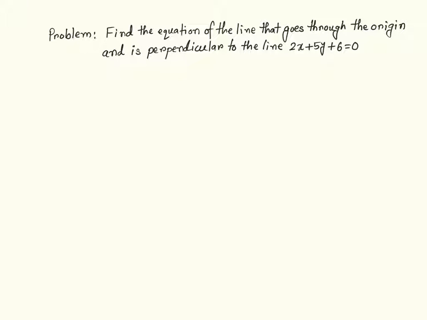In this video, I'm going to solve this problem. We are going to find the equation of the line that goes through the origin and is perpendicular to the given line 2x plus 5y plus 6 equal to 0.